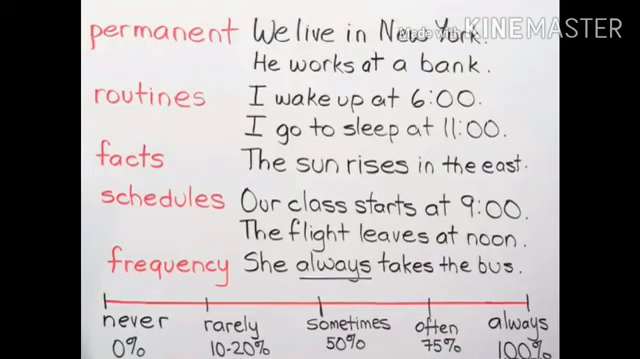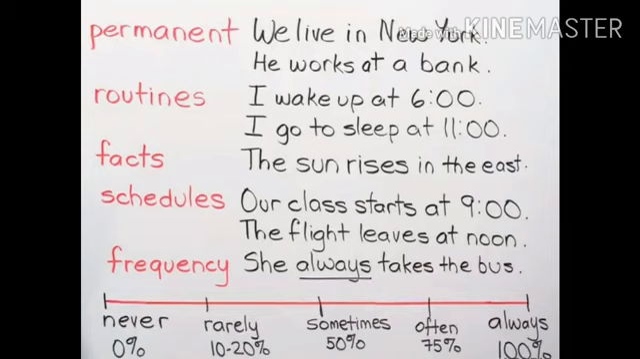Okay. So for the simple present tense, we use it for the permanent sentences, the routines we are doing regularly, even for the facts, the schedule, the timing schedule or some other schedule we are using regularly, and even for frequency. What is meant by frequency? Never means we never do something, that we never do it, and rarely we do that, and commonly, and sometimes we do them. Sometimes means 50% chances are there to do that thing.